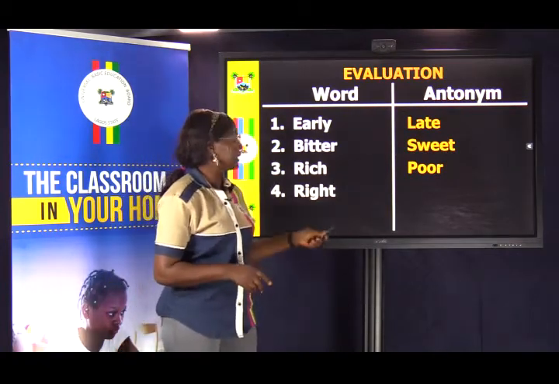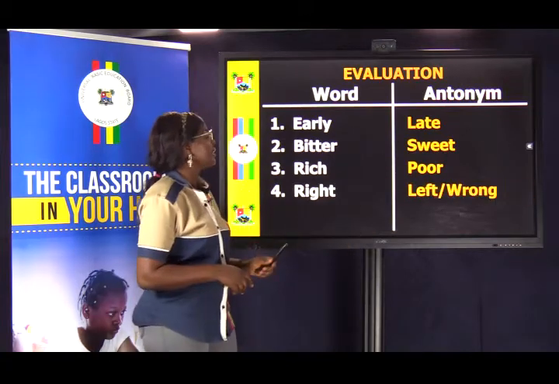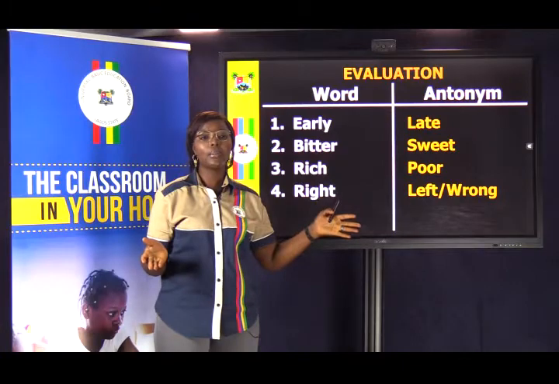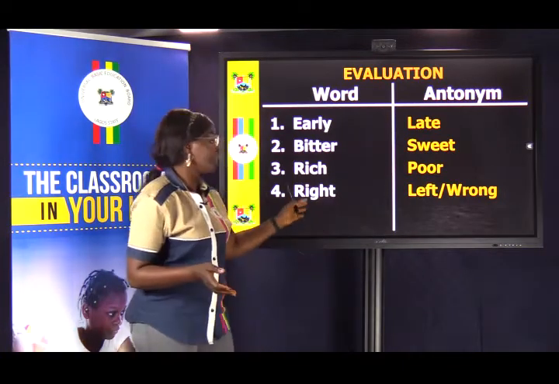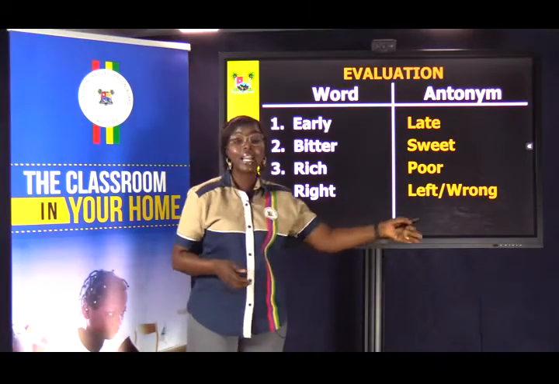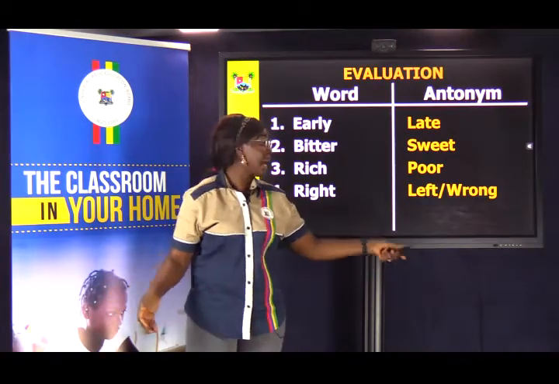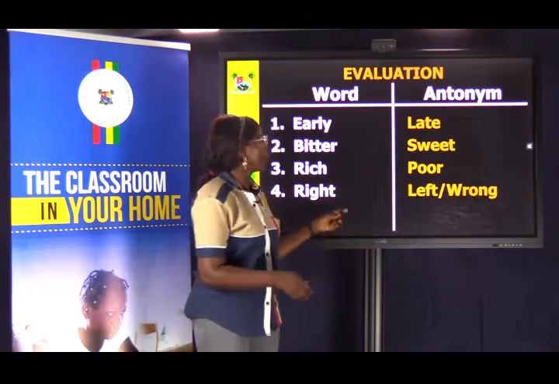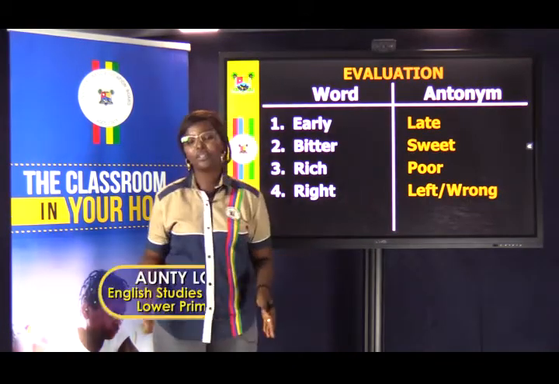Right, what is the antonym of right? So, like I said earlier, you can have more than one antonym to a word. This is just a typical example. So, the antonym of right, you can say left, right? And you can also say wrong. Oh, you're right. Oh, you're so wrong. So, that is that on right.